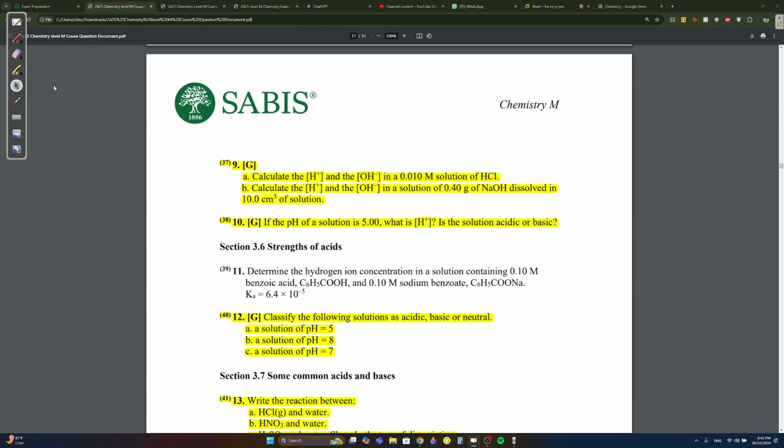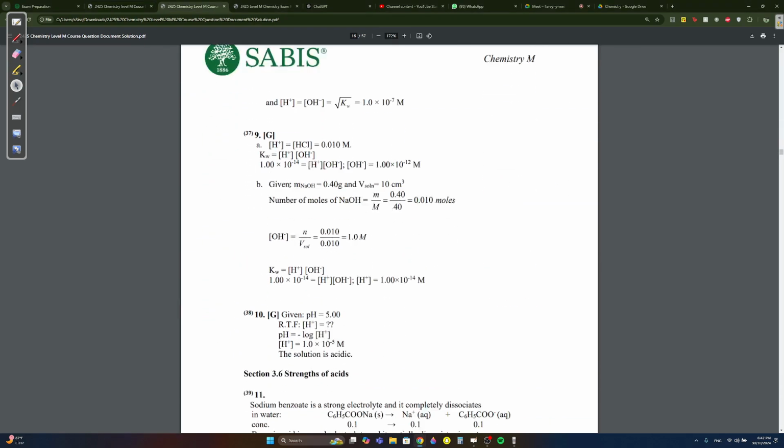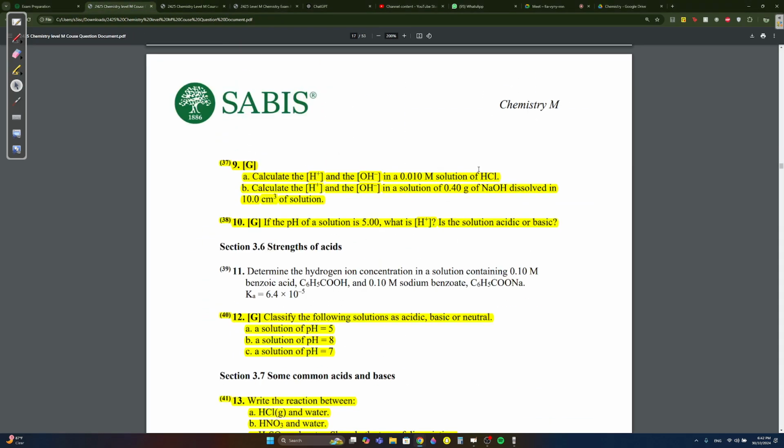9. Calculate the H plus. I'm just going to show you the solution. HCl dissociates, and you get H plus and Cl minus. They have the same coefficient. I'm just going to write, but I'm not going to explain.